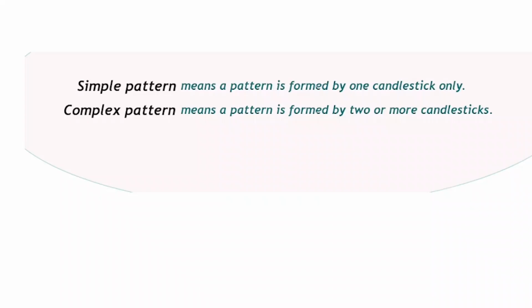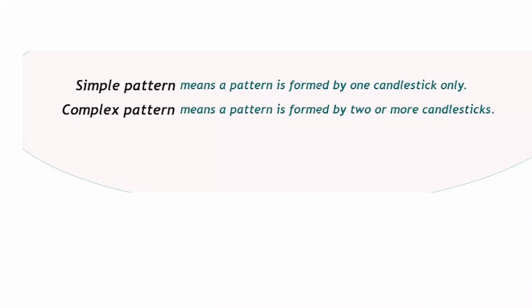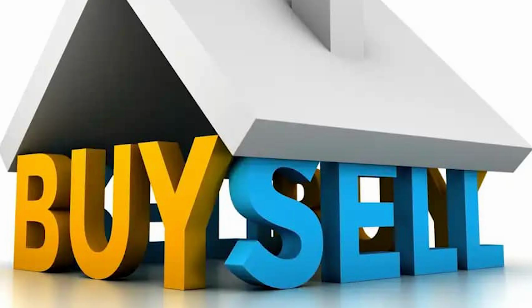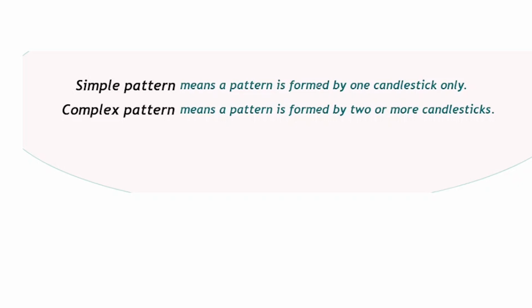Okay, welcome back. The candlestick patterns are divided into two: simple patterns and complex patterns. From the simple patterns, this means that the pattern will be formed by one candlestick only. So we are going to be getting one candlestick indicating to buy or sell in the market.